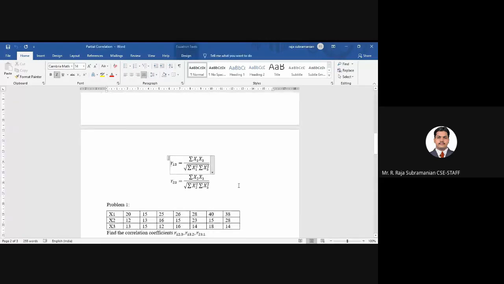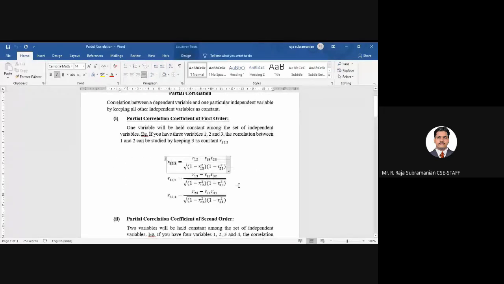I'll revise the formulas one more time, then we can directly enter into our problem. We have the partial correlation: first order, second order, and it goes on to multiple orders, everything computed from its predecessor. That is, we'll have the zero order coefficient, from which the first order, second order, and so on are computed.